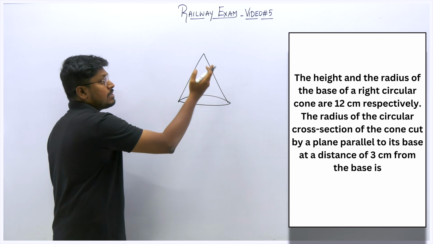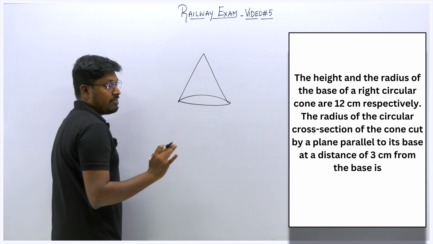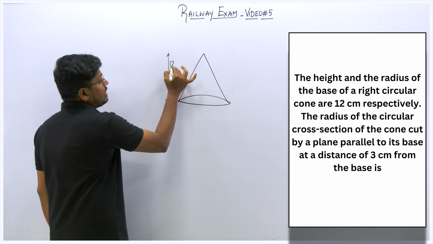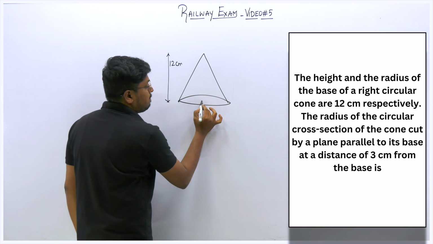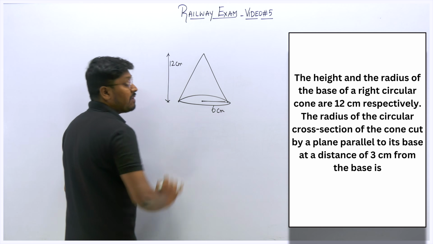First, what they are saying is the height and radius of the base of a right circular cone have been given. So first they have given the height of the cone. So height of the cone is how much? 12 centimeter. As well, they have given the base. So the radius is 6 centimeter. So both the values they have given.